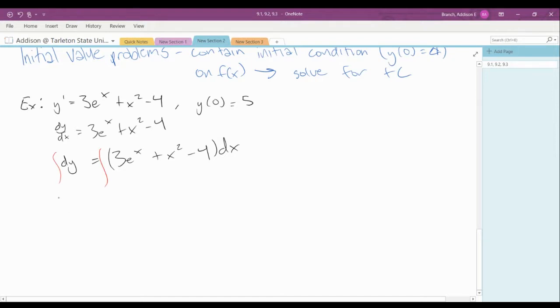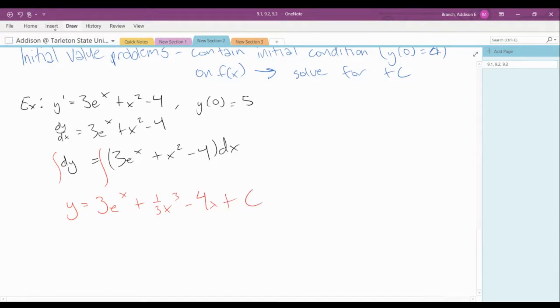So the integral of dy is going to be just y. And we integrate our right side of the equation like we normally would. So the integral of 3e to the x is 3e to the x. The integral of x squared is going to be 1/3 x cubed. The integral of negative 4 is negative 4x, and then our plus c.